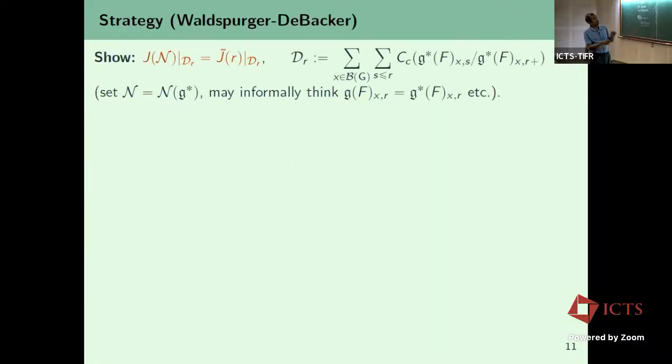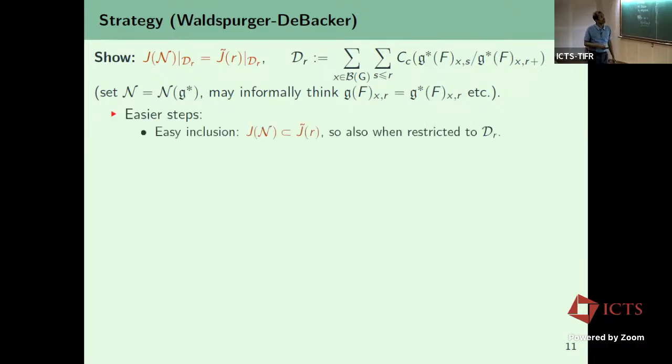So the point is that if minus R is actually greater than rho of pi, then we needed to show that these two spaces are equal. I have just copied from the previous page, and I have just written n for n of G star. There are some steps which are really easy.